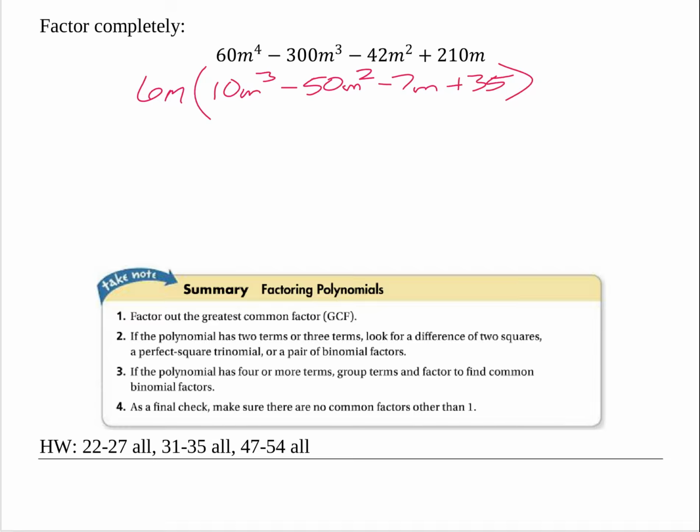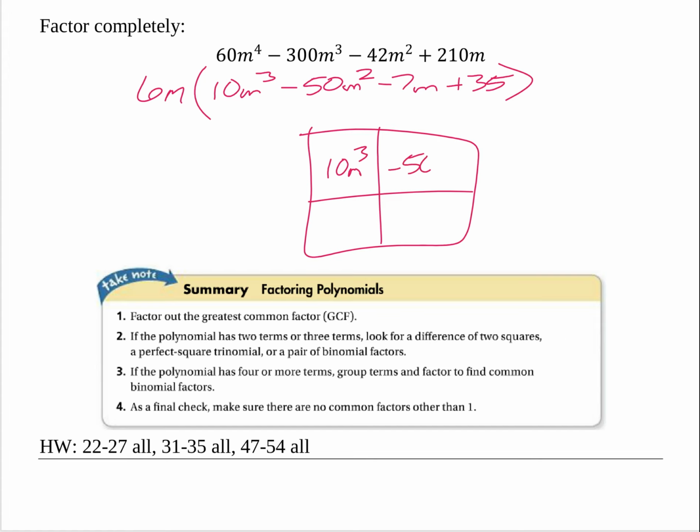We have them highest to lowest. The highest degree term is positive. We pulled out the GCF. We're good to go. So what do we do? Box. Okay, in the box, first box is what? 10m to the third, yep. And then negative 50m squared, great. Negative 7m, 35. Yes, and then 35.